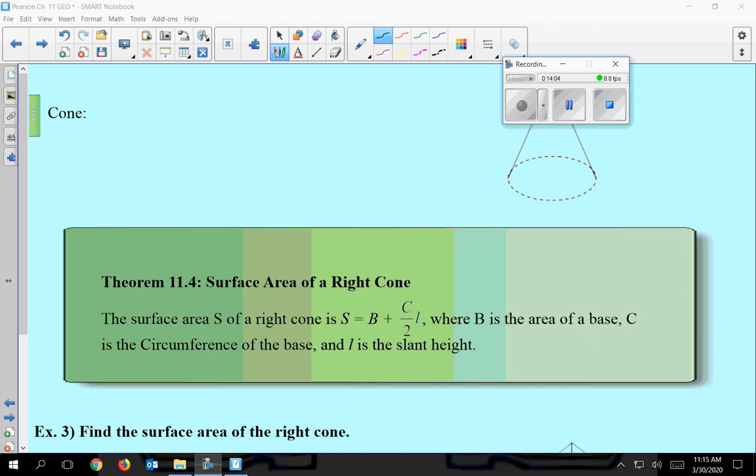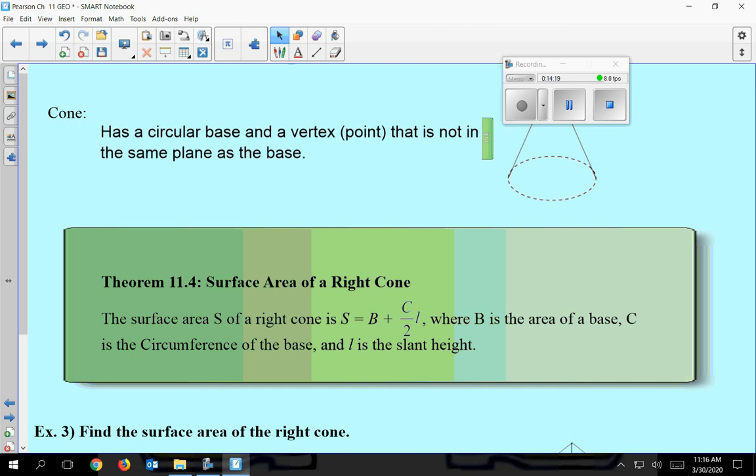Okay, so we're going to move into a cone. Everybody likes ice cream, and most of you like cones with that, so I'll get the waffle cone though. Okay, a little better. Anyways, a cone has a circular base and a vertex or a point that is not in the same plane as the base. So the point up there where it kind of comes together, and the base, you would think of those being parallel, even though we can draw a vertical height through that.